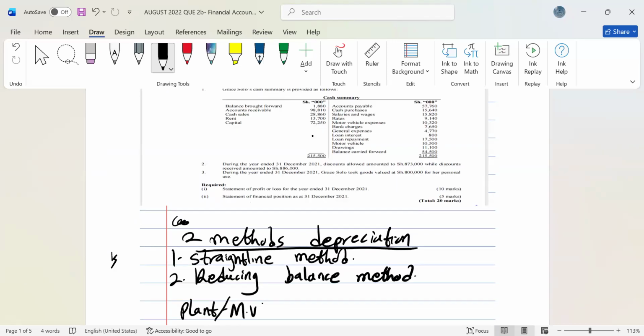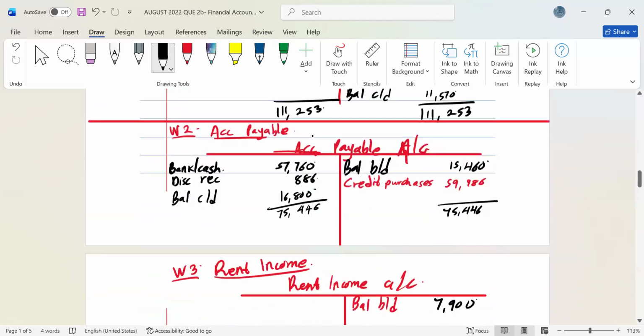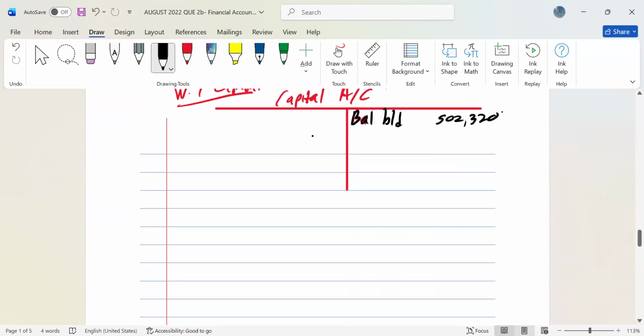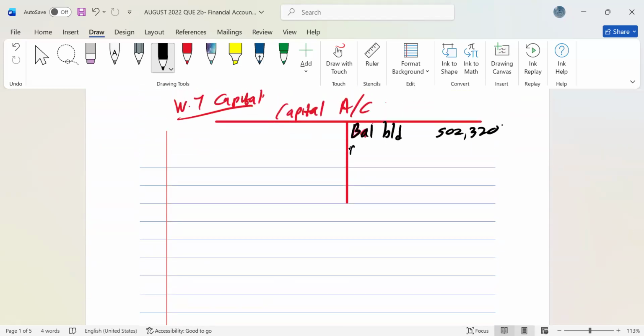Now, in this case, let's bring in our capital. We say it was deposited in a bank. We can just write here bank, that is 72,000.